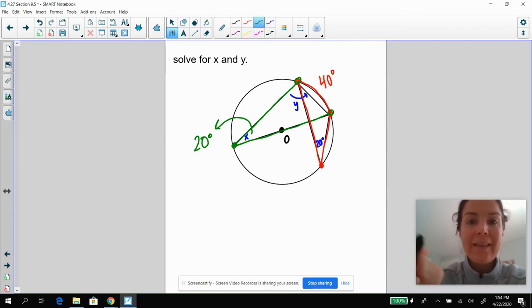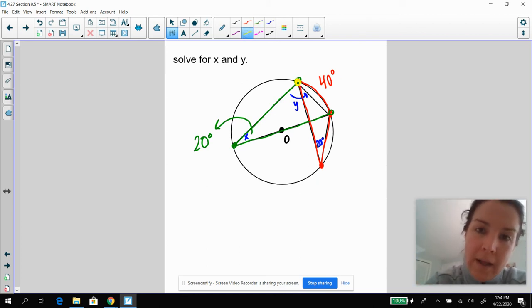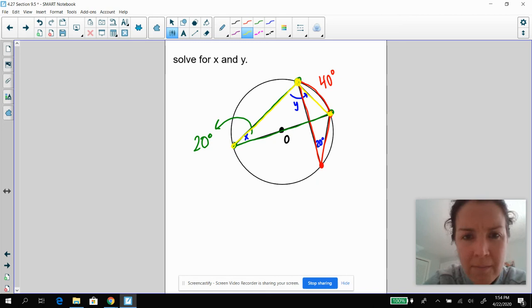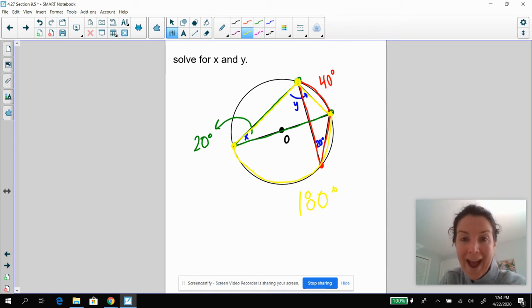And last thing, let's look at angle Y. So angle Y right here, here is the vertex, and here are the endpoints of angle Y. So angle Y intercepts this arc. You know that this guy is 180 degrees. It's a semicircle. So you know that Y has to be 90. And that's another little good side note to think about.